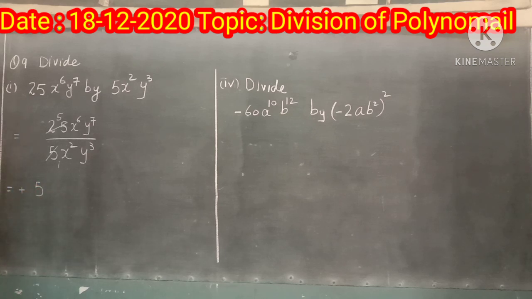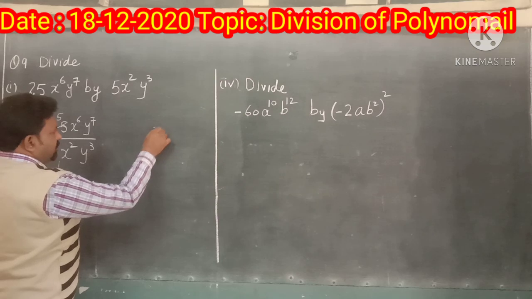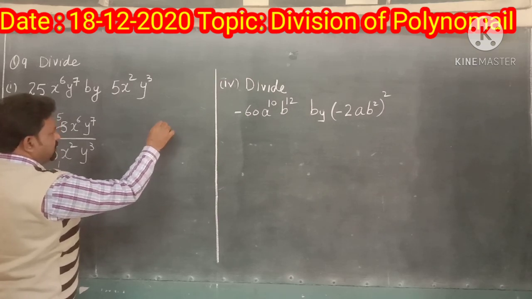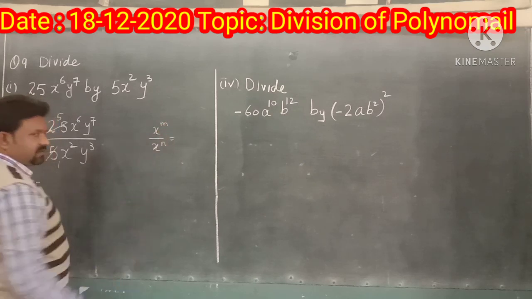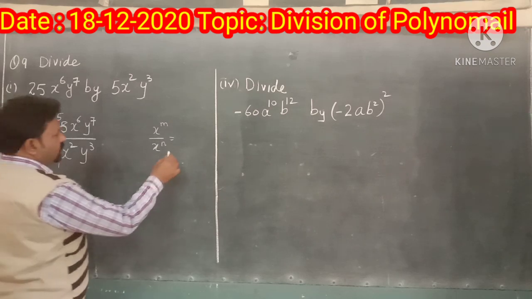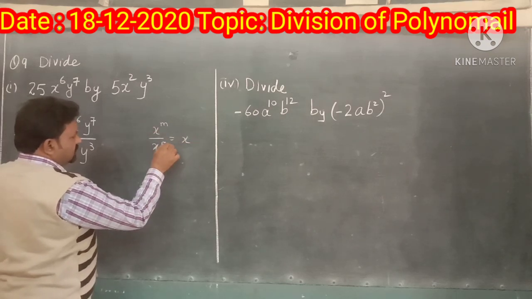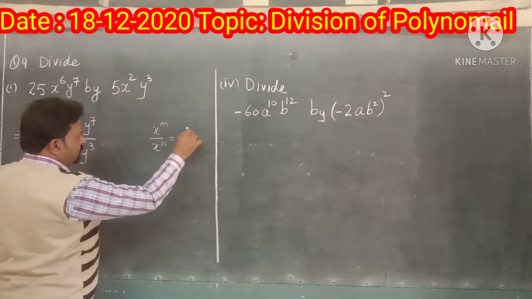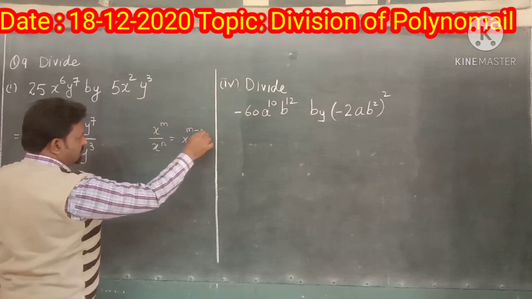Secondly, according to the rule, for example, if the same base numbers are dividing, for example, x power m and x power n, according to the rule, if the base is same, then the power that is below goes up with a minus. That is, we can write it as m minus n.